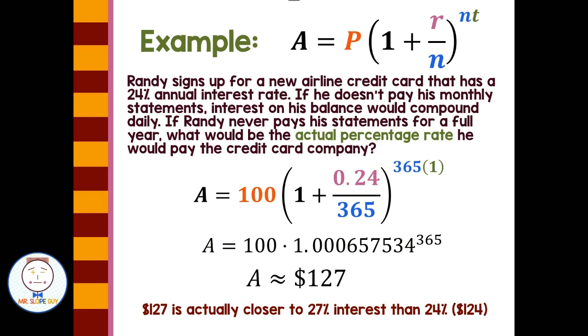And we see several examples where simple interest is a linear expression. You have a straight line for your growth, whereas with compound interest, we're really talking about exponential growth. And I hope that helps you understand the difference, that our 24% rate was really closer to 27%.